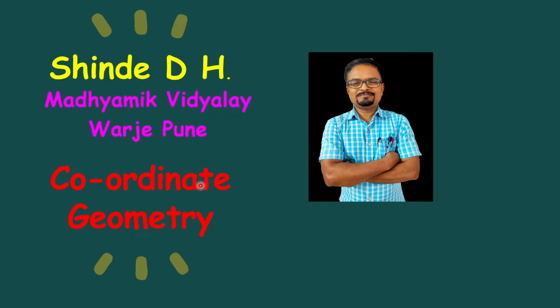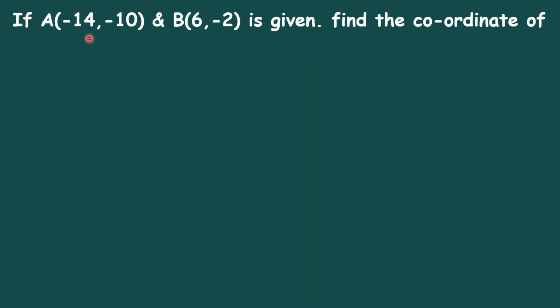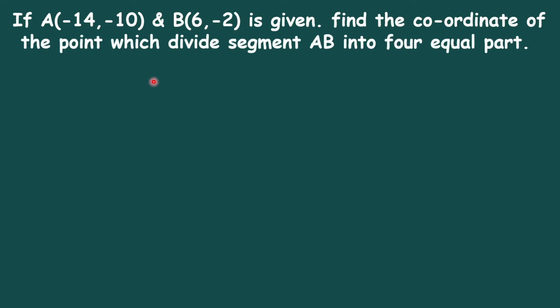We will continue the chapter coordinate geometry. Today we will solve practice set 5.2 example number 11. If A having coordinate -14, -10 and B having coordinate 6, -2 is given, find the coordinate of the point which divide the segment AB into 4 equal parts.